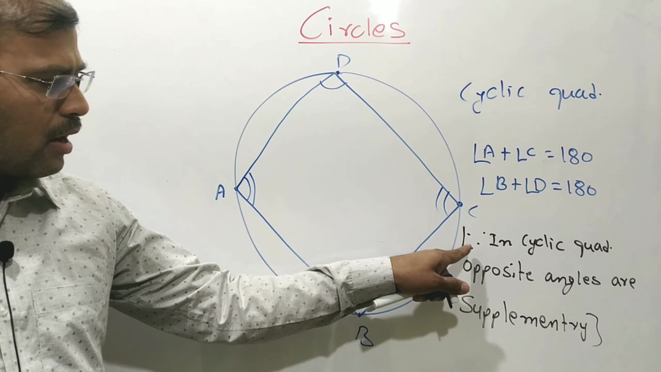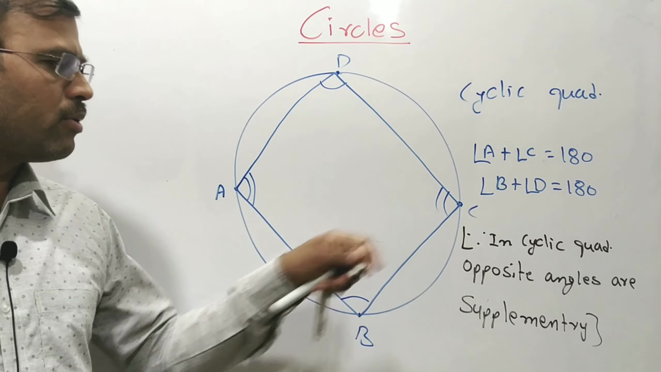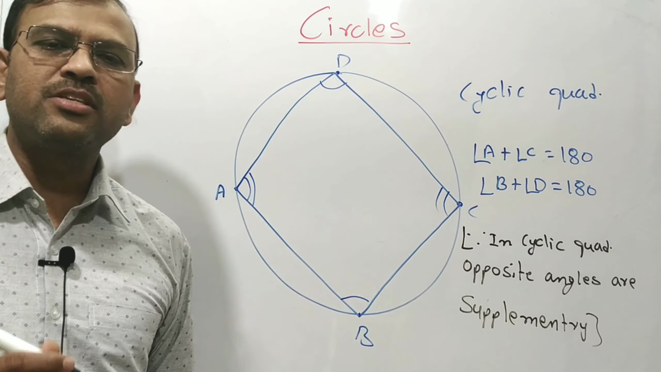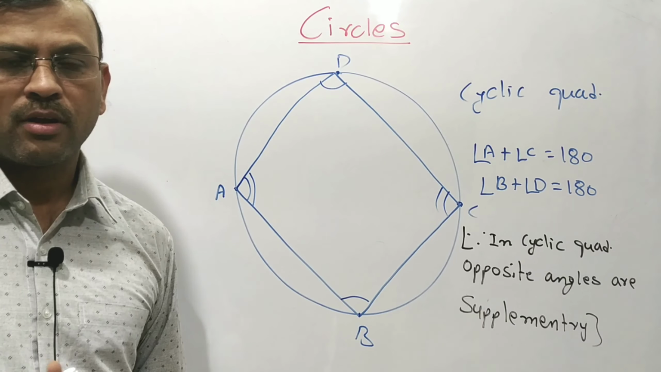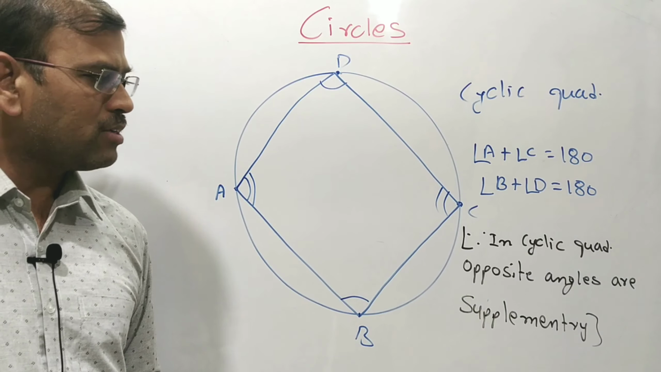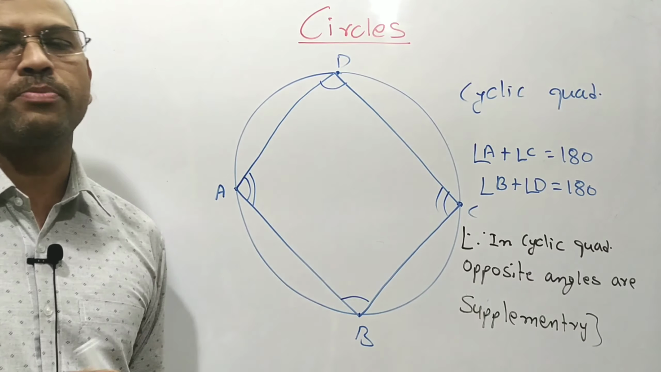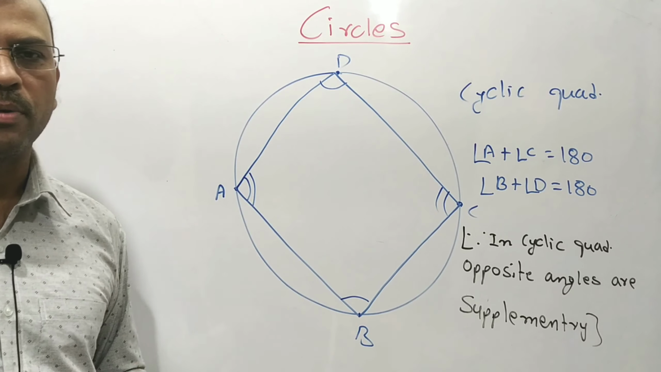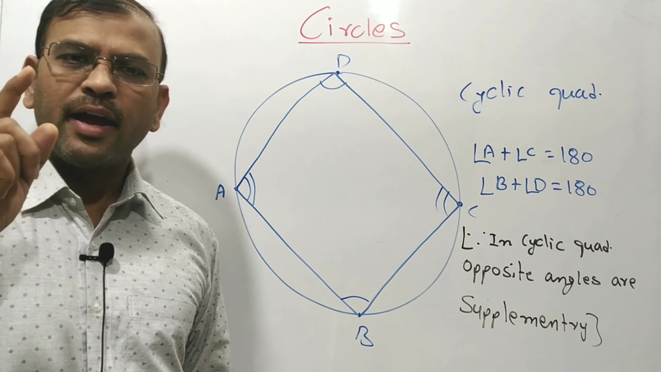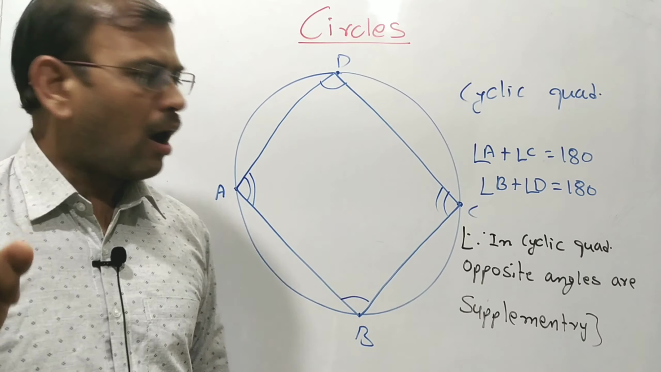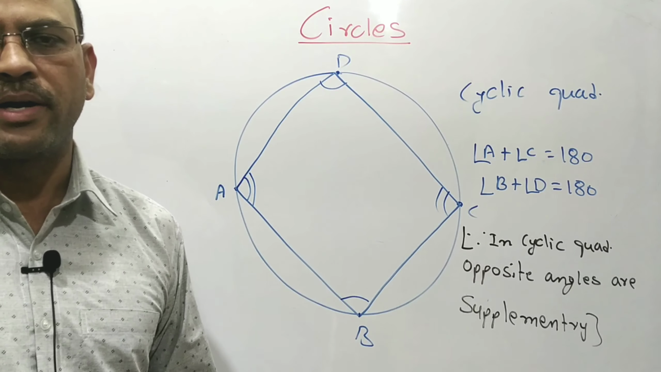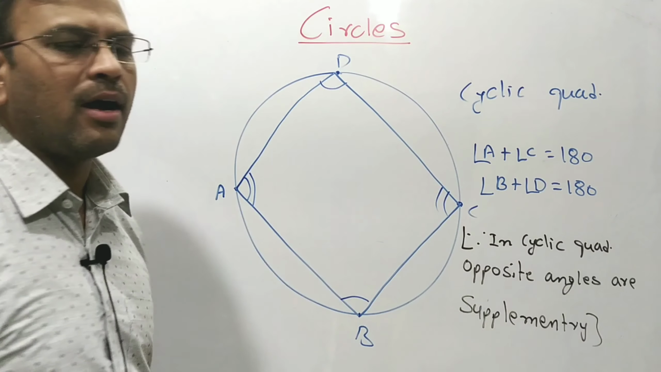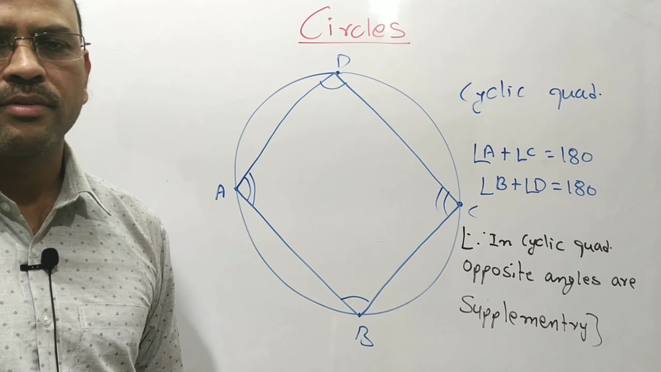If you are doing any calculation in this form, make sure that you specify the reason compulsorily, because in this chapter you must specify the reason, what is the purpose we are doing it. So what is the first property? In cyclic quadrilateral, opposite angles are supplementary. Cyclic quadrilateral means the 4 points will be on the circumference of the circle.